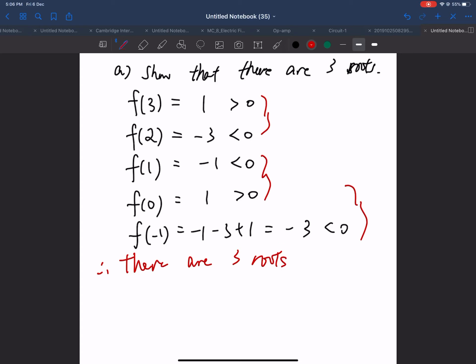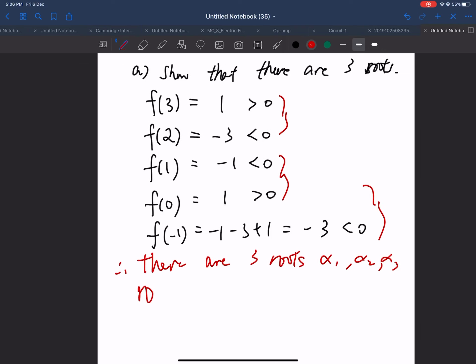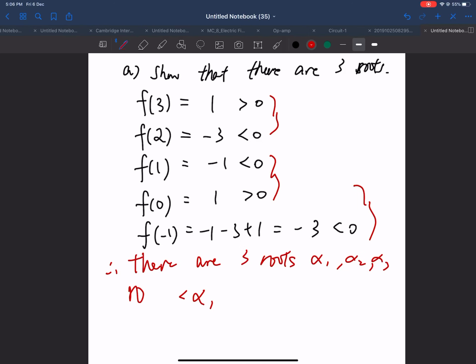Now there are 3 roots. Let's say it's alpha 1, alpha 2, and alpha 3, okay? Alpha 1 is between 2 and 3. Alpha 2 is between 0 and 1. And alpha 3 is in between negative 1 and 0. Okay, that's it for this part.